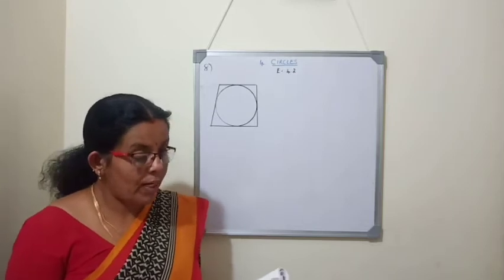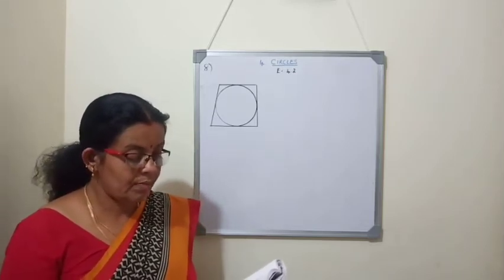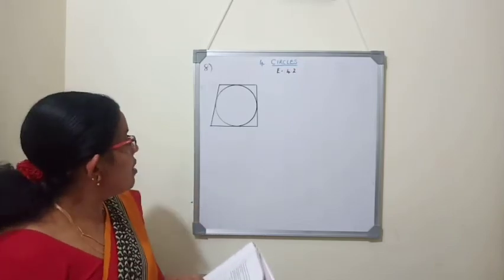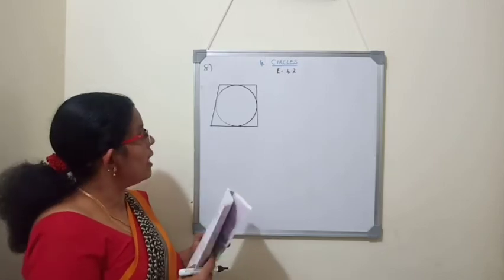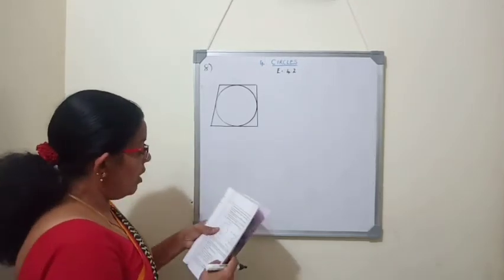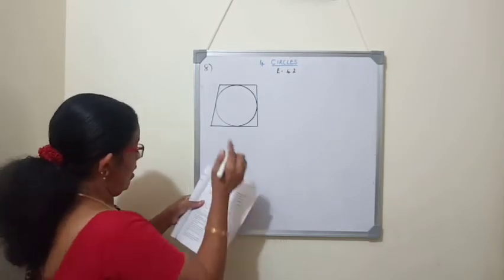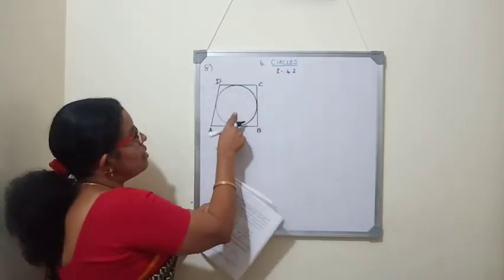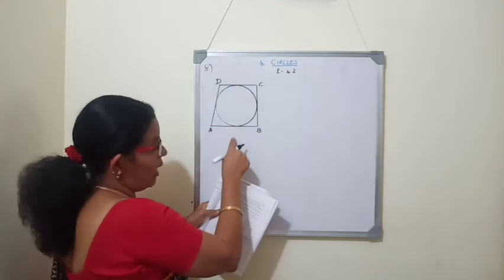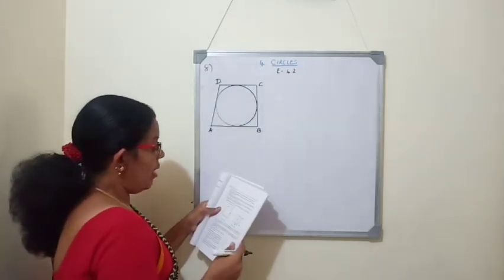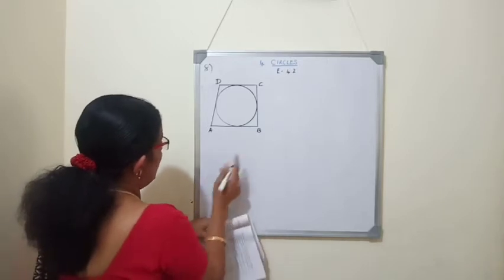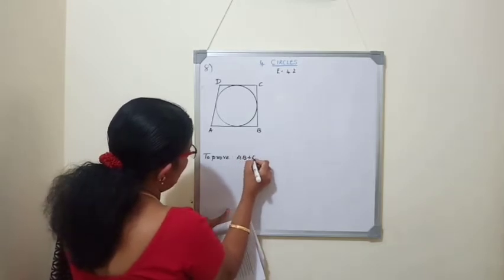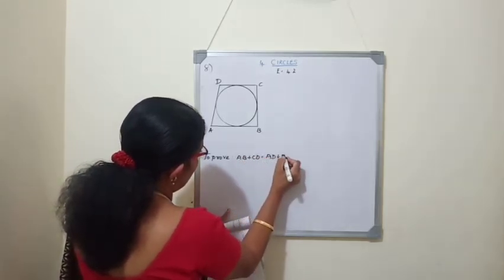8th question is, a quadrilateral ABCD is drawn to circumscribe a circle. Prove that AB plus CD is equal to AD plus BC. This question is very important, repeated many times in final exam, public exam. So here ABCD is a quadrilateral drawn to circumscribe a circle. Means circle is covered by the quadrilateral or circle will be inside the quadrilateral. We have to prove that AB plus CD is equal to AD plus BC.